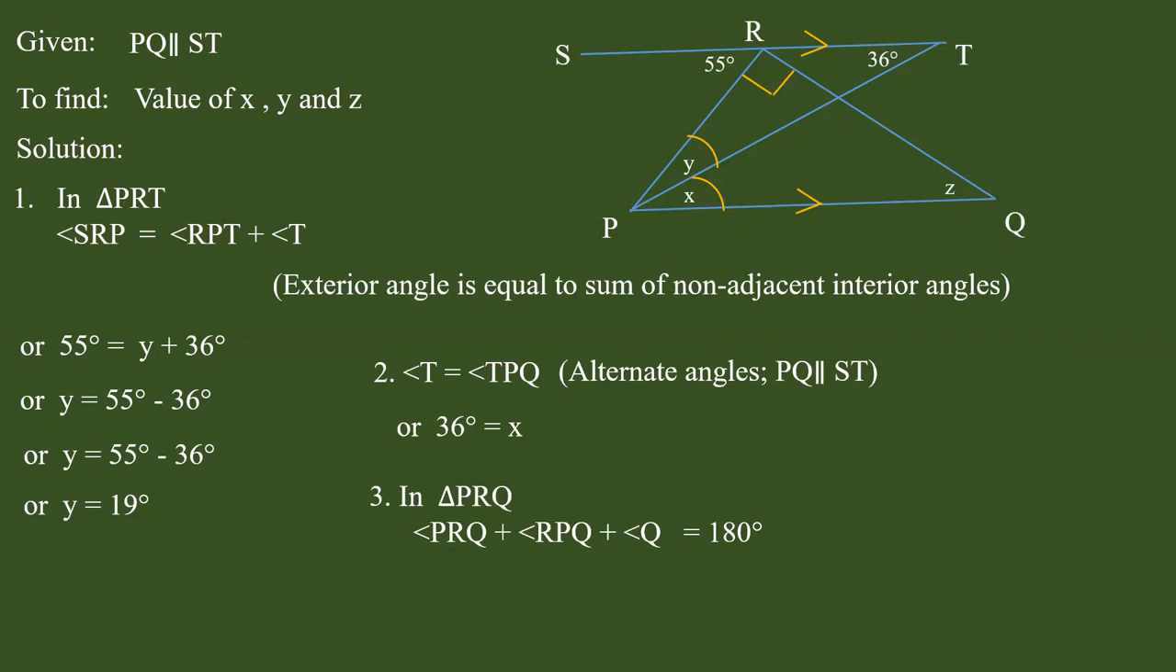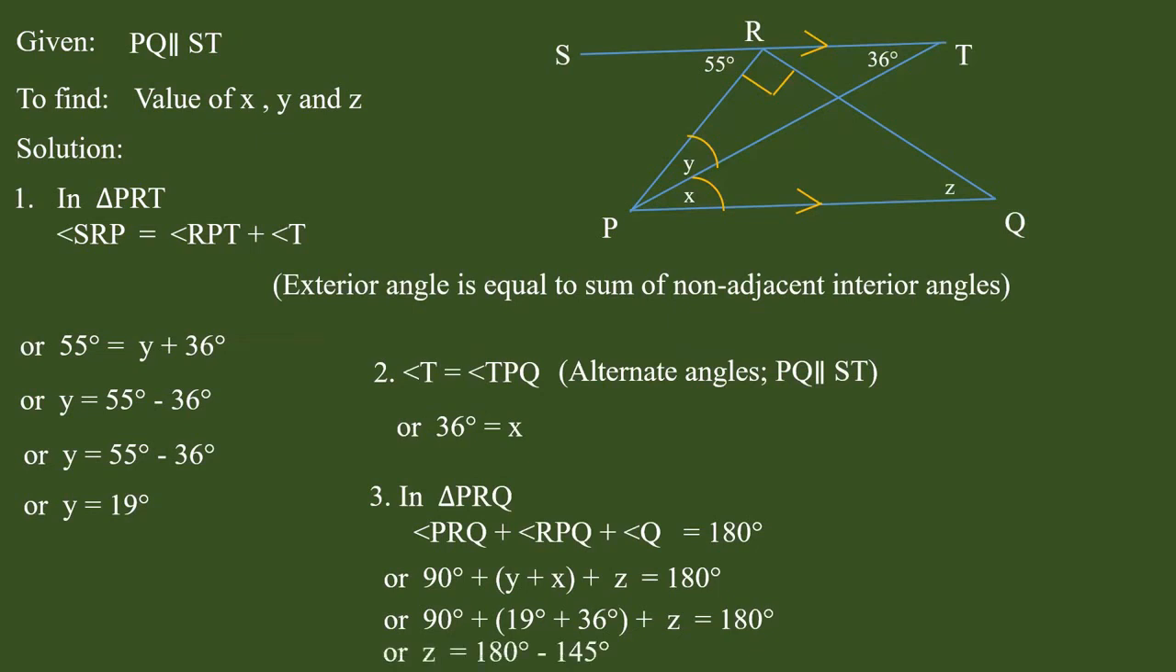So let's keep the value of all these angles. PRQ is 90 degrees, and RPQ is divided into two parts, so X and Y. So I have written it in the bracket, and then plus angle Q is Z here. We have already found the values of X and Y, so let's keep them. That is 19 degrees plus 36 degrees plus Z equals 180 degrees. From here, we can easily calculate Z, that is 180 minus 145 degrees, so Z equals 35 degrees.